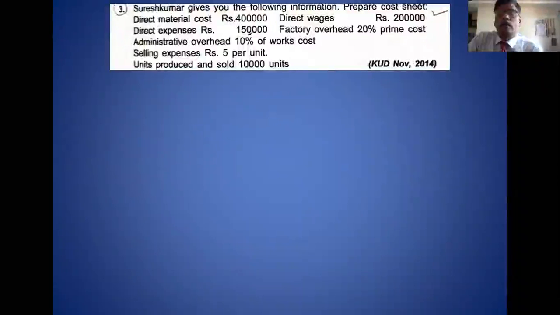Selected from the Balgar book. Suresh Kumar gives you the following information. Prepare the cost sheet.